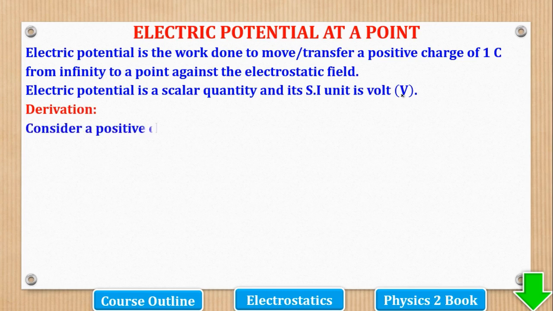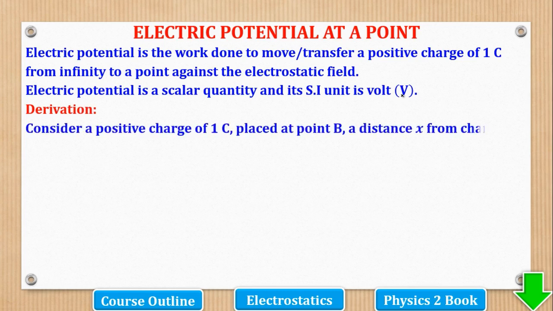Now what we are going to do, we shall do some derivation, because this is now totally different from what we have been doing. Previously we did electrostatic force and electric field intensity, which were both vector quantities, but now this one is a scalar quantity. So let's do some derivation of the formula which we shall be using.